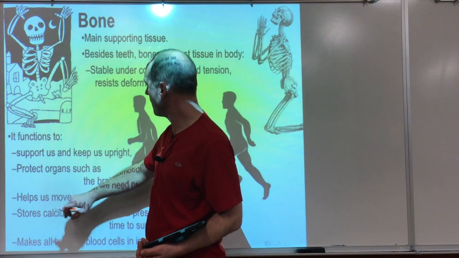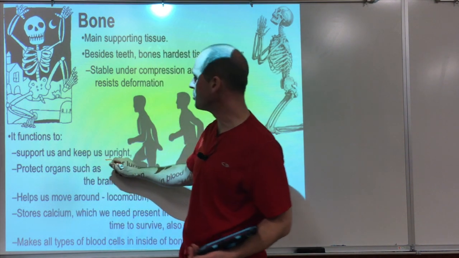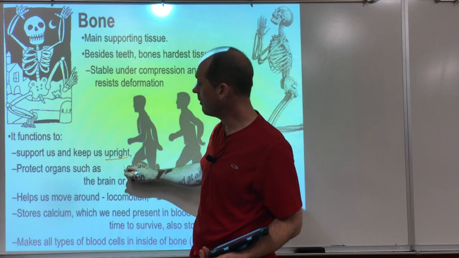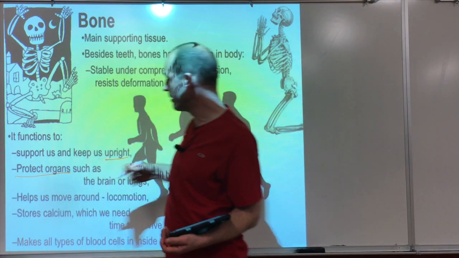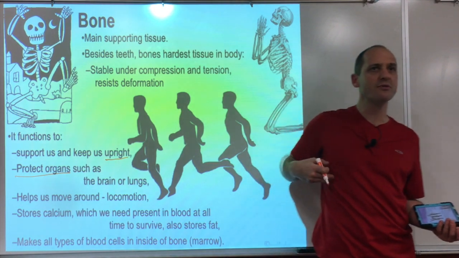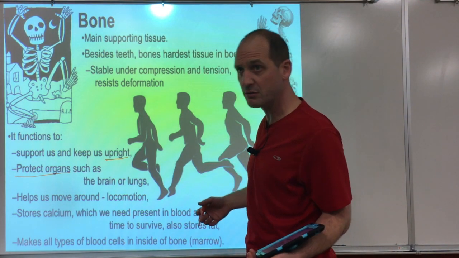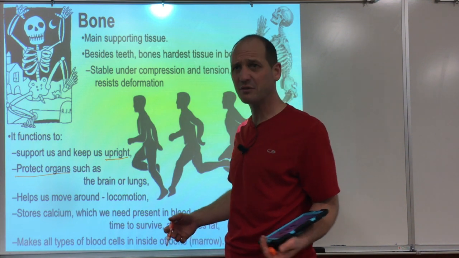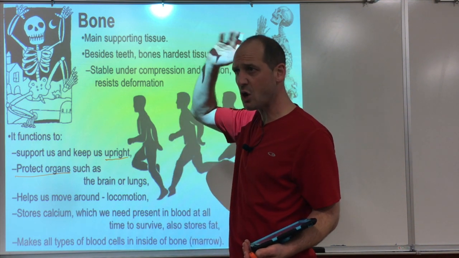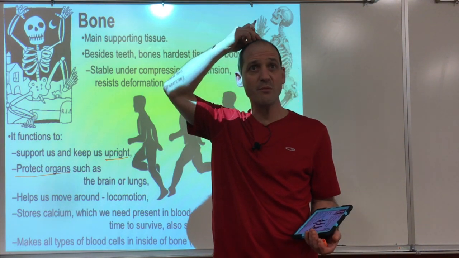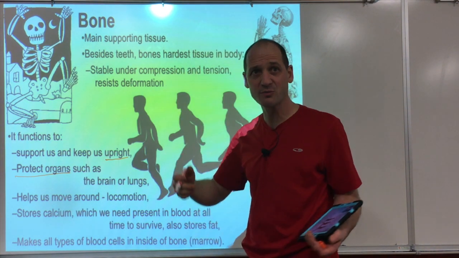Functions: keep us upright, so it supports us. Make sure we don't just become a blob on the floor. It protects organs, like think of the brain or the lungs with the ribs, because it's very tough. You can bang into it and it still doesn't break. The brain's very soft. You don't want a brain not having a skull on top. That would be bad. You know the soft spot in the babies? Yeah, that would be bad. All the time a soft spot?